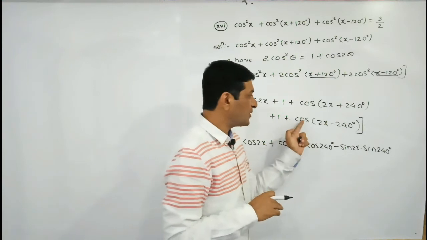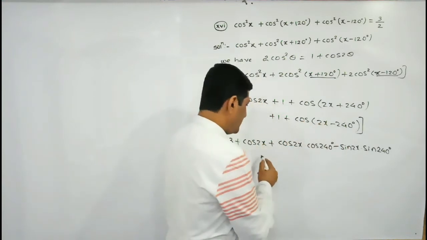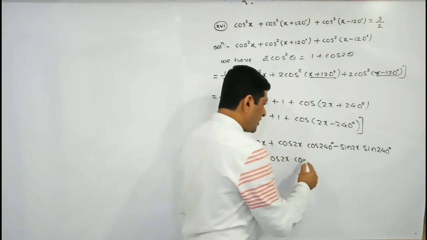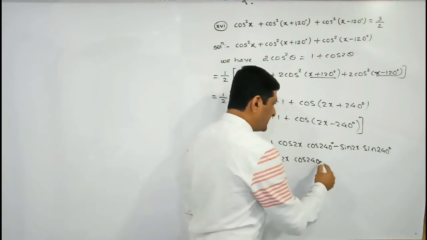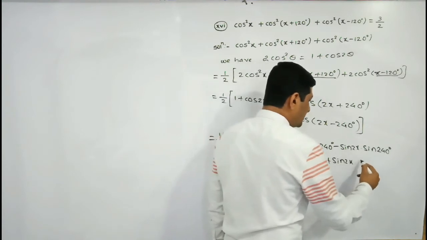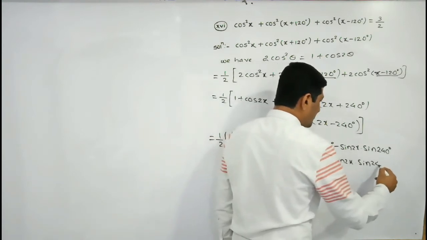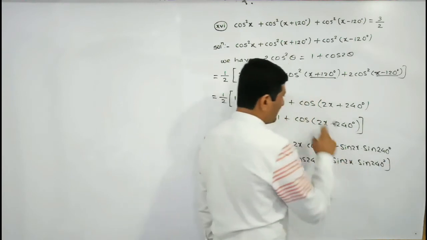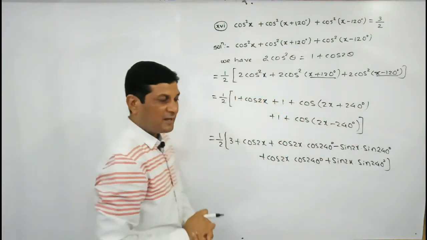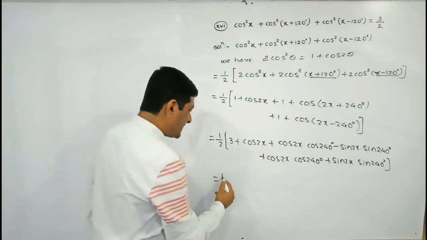Again, this expression can also be simplified by applying the compound angle formula. Which compound angle formula? Cos A minus B will be equal to cos A is what? 2x into cos B, B is what? 240 degrees, plus sin A is what? 2x into sin B, B is what? 240 degrees. Just simply we are applying here the cos A plus B formula and here the cos A minus B formula. Now check which terms will get cancelled.